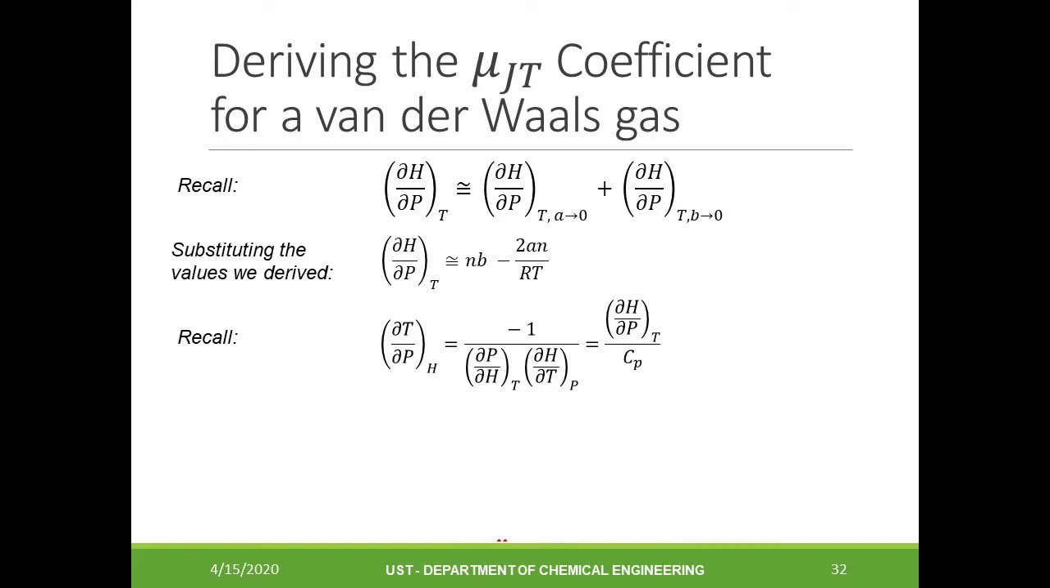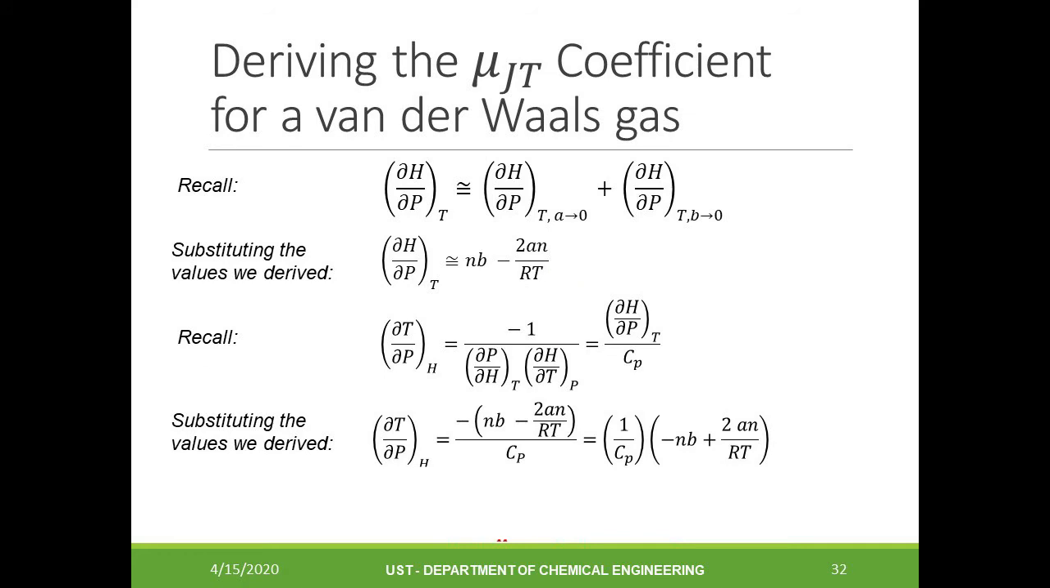Recall from the cyclic rule, we were able to generate an expression to calculate delta T over delta P at constant enthalpy as follows. Substituting the values that we've derived earlier will yield the following equation. Finally, the Joule-Thomson expression for a real gas using the van der Waals equation of state is simply equal to 1 over Cp times 2an over RT minus B. Take note that we've derived this expression and it is only applicable under low pressure conditions.